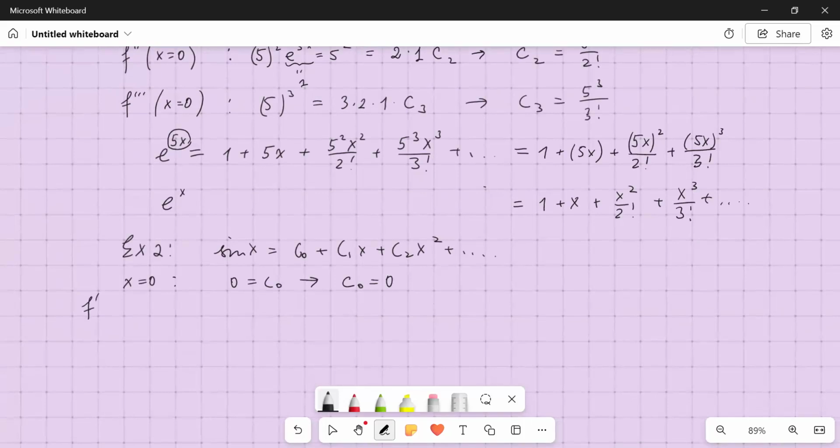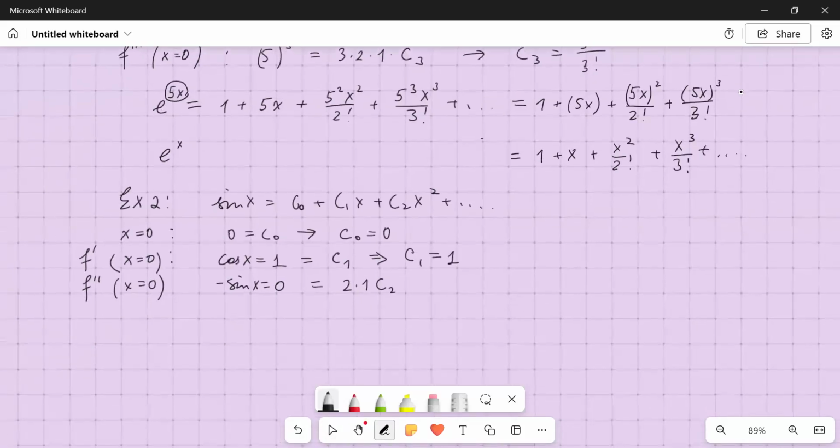And the first derivative at x equals 0 is going to give me the derivative of sine, which is cosine, right? Cosine of 0 is equal to 1. And here I'm going to have c1, so c1 equals to 1. Second derivative. The second derivative at 0 is the derivative of cosine, which is what? Minus sine of x. And it's going to be equal to 0 because sine at 0 is 0. What are we going to have over here? 2 by 1 c2, right?